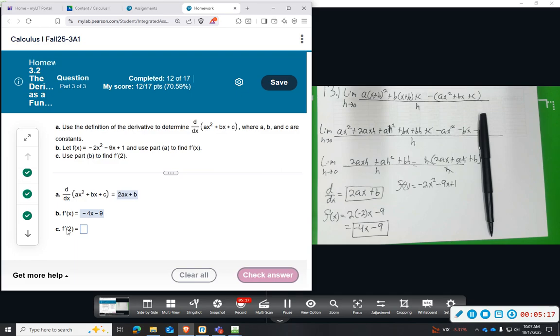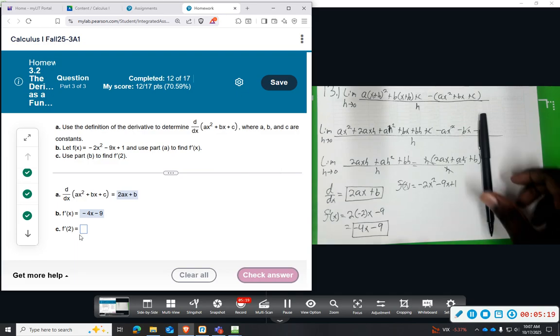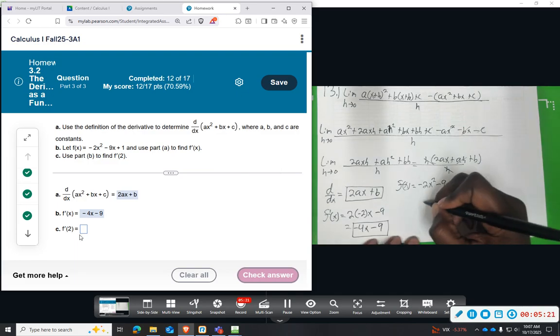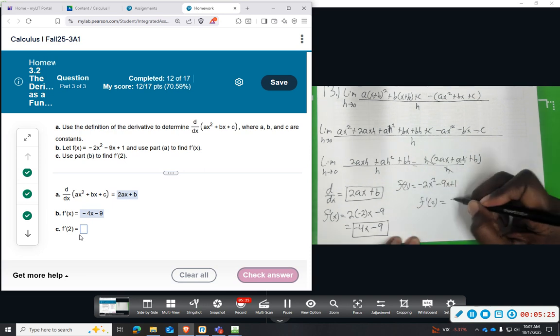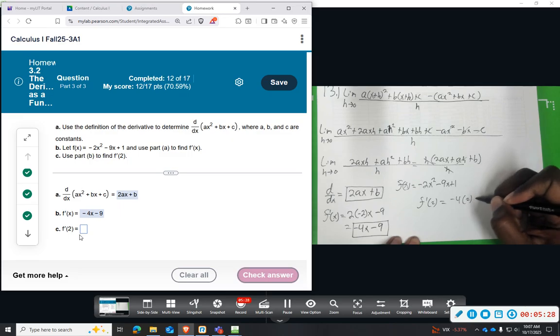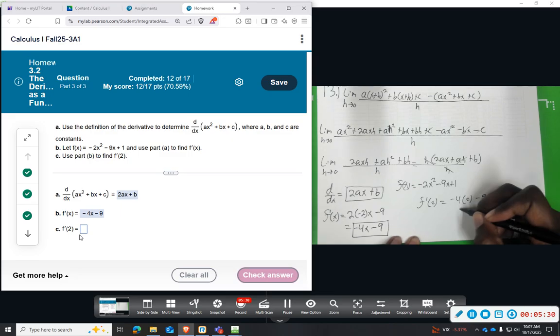And then finally we're going to evaluate that at 2. F prime of 2 is negative 8 minus 9, negative 17.